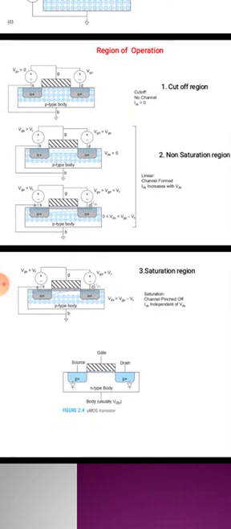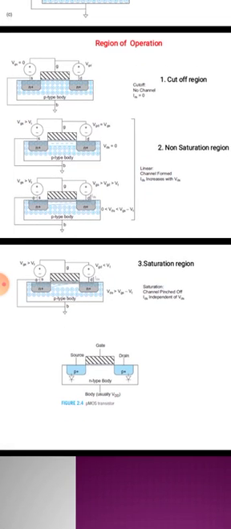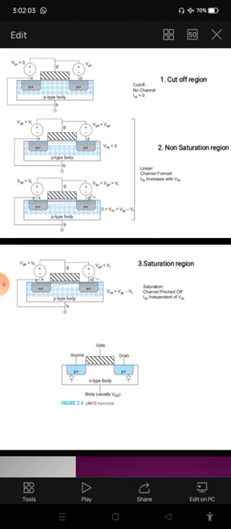And the second one: when we apply VDS, some positive voltage on the drain terminal with respect to source, which is less than VGS minus VTH, in this situation current starts flowing in the channel between drain and source. The electrons start flowing from source to drain, because they get attracted to the positive terminal of the battery. As the electrons move from source to drain, the current starts flowing from drain to source. This region of operation is called the linear region, resistive region, or non-saturation region.